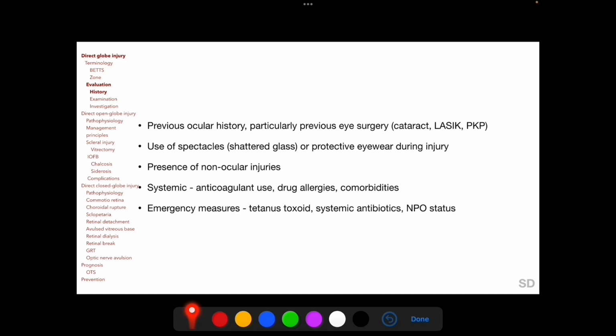Other salient points which need to be noted during history taking in a patient with ocular trauma include previous ocular history, particularly previous eye surgery, use of spectacles or protective eyewear during the injury, presence of other non-ocular injuries, systemic history regarding anticoagulant use, drug allergies and comorbidities, and whether emergency measures have already been taken, such as tetanus toxoid and systemic antibiotic administration, and NPO status for general anesthesia.